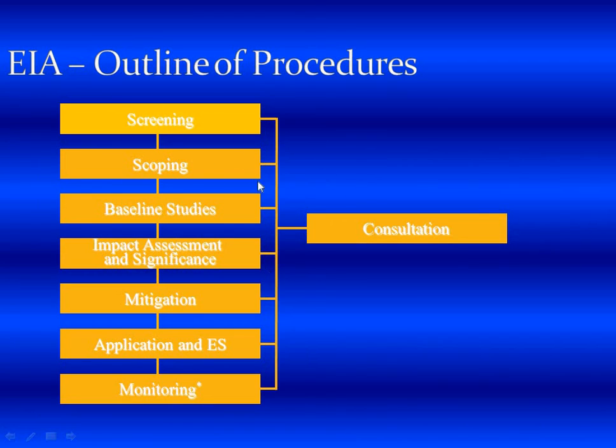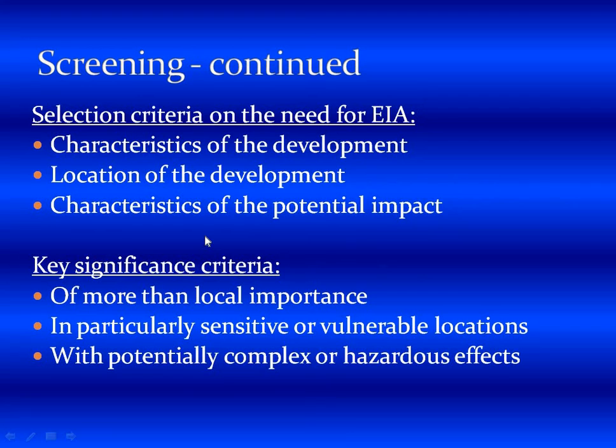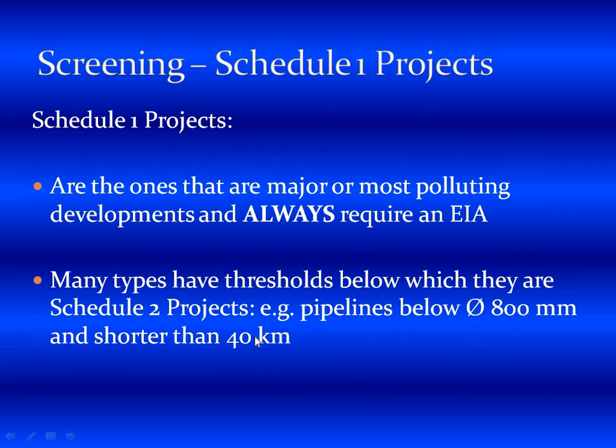Each stage will involve consultations. We'll discuss more about this in other units also. Screening is the process by which you decide whether EIA is required or not. Screening criteria include characteristics of the development, location characteristics, and key significant criteria of more than local importance, in particular sensitive vulnerable locations with potentially complex hazardous effects, and schedule on projects, which means that initial EIA is only required for the ones that are major or most polluting developments.